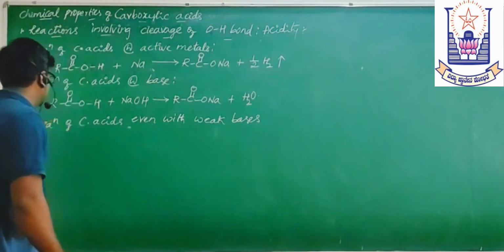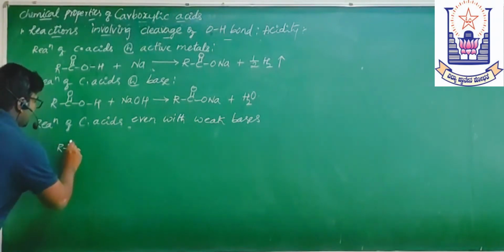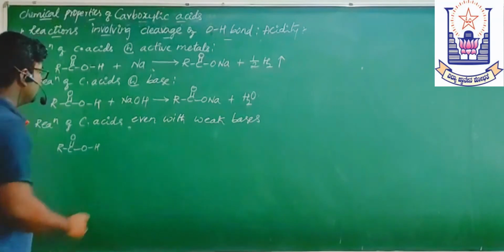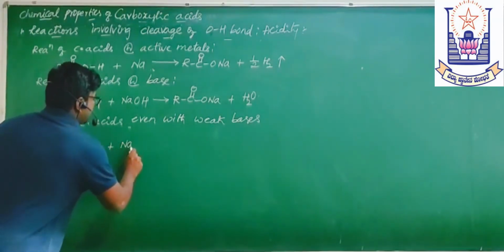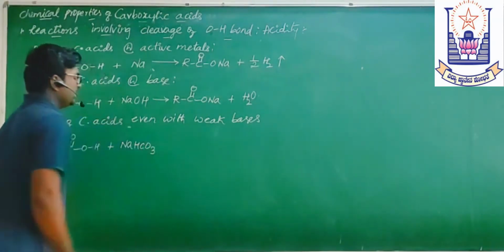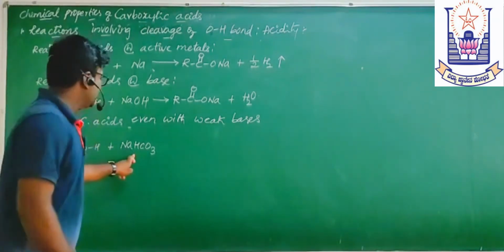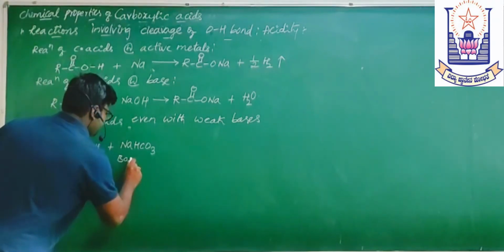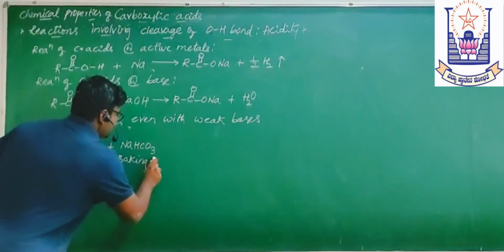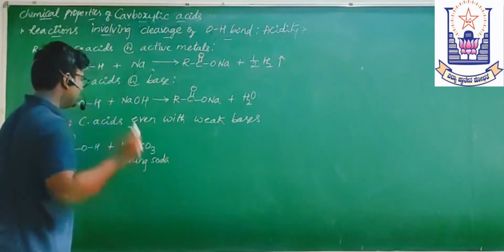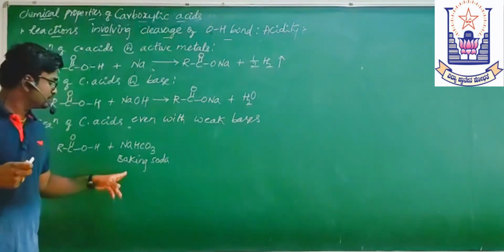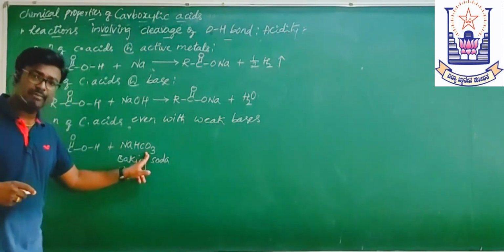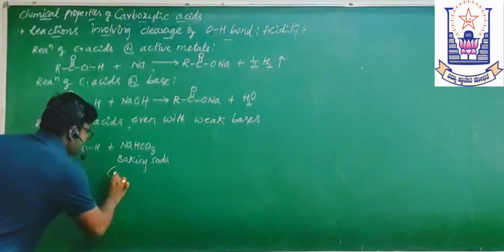Come to that. Take RCOOH, this is the carboxylic acid, plus NaHCO3. This has various names. One, the commercial name, is baking soda. Another name is sodium hydrogen carbonate. Another name is sodium bicarbonate.